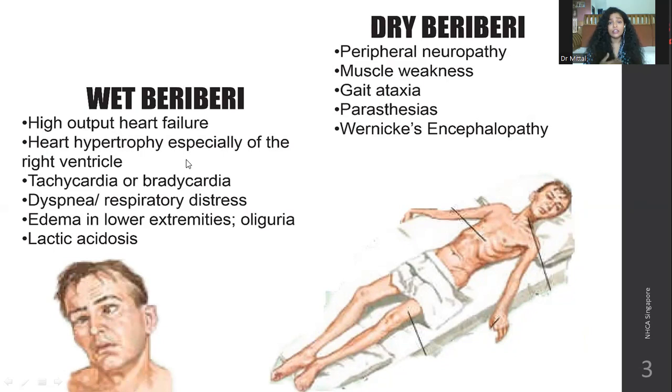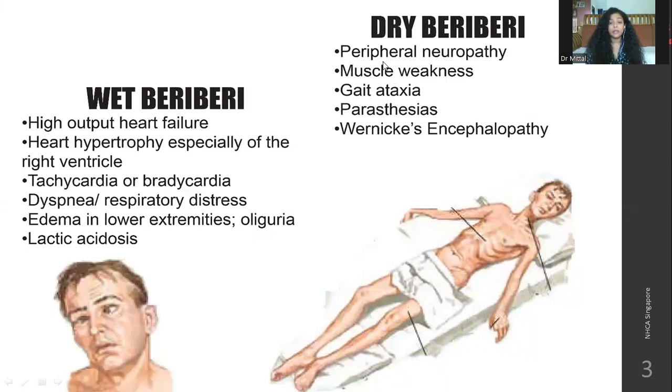Tachycardia, increased heartbeat, or in some cases bradycardia, low heartbeat. Dyspnea, not able to breathe properly, because edema may be around the lungs as well. Emphysema may be present, empyema may be present, and edema in the lower extremities. Oliguria, very little urine, and lactic acidosis, with lactic acid accumulated in the muscles and soft tissues. These are the signs and symptoms of wet beriberi.